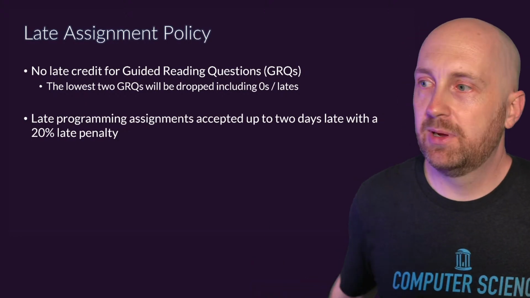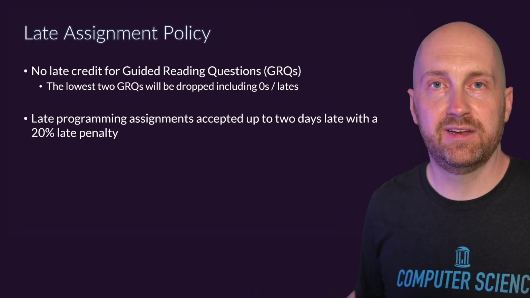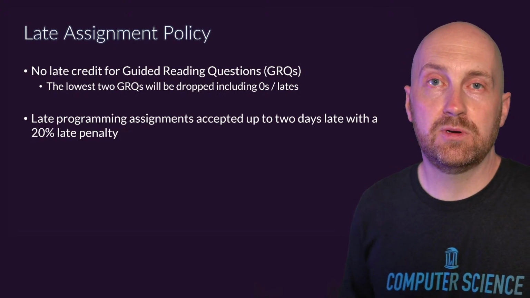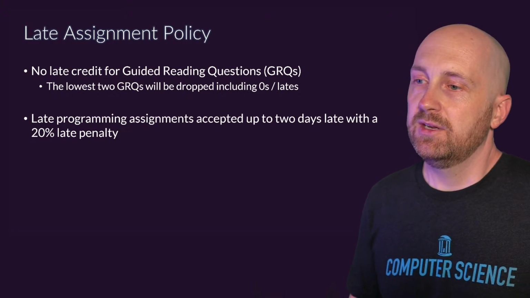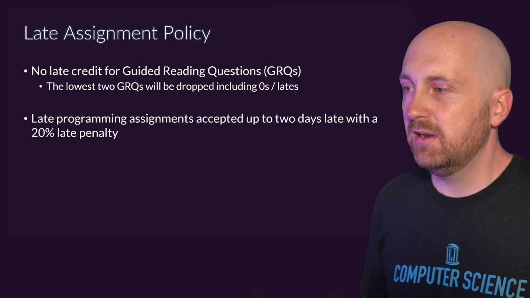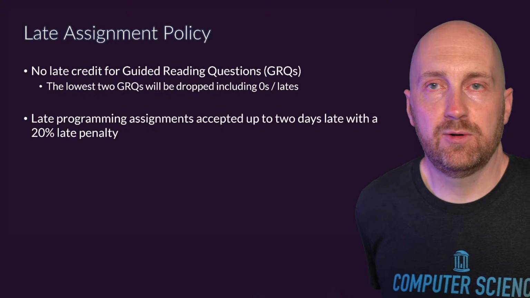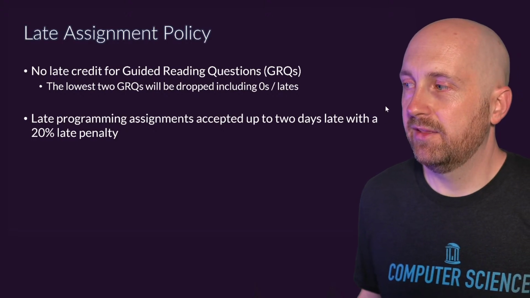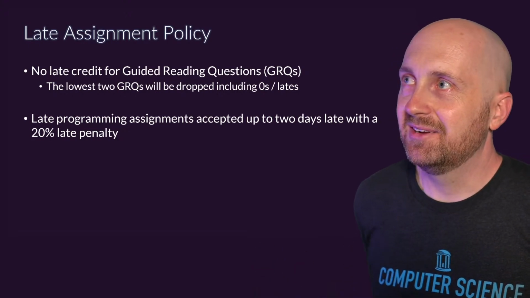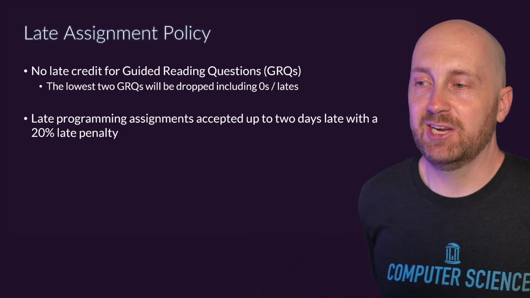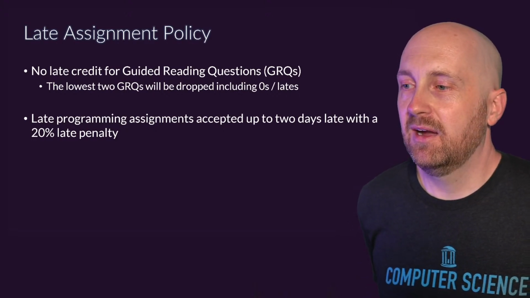And we will drop the 2 lowest GRQs, including zeros. So if you miss one, it's really not the end of the world, but just don't get too off track. Right? If you need to turn in a late programming assignment, that's fine. We will accept programming assignments late for up to 2 days, and there will be a late penalty applied. There will be a forgiveness period in the 2 hours following a deadline where we won't apply the late penalty.